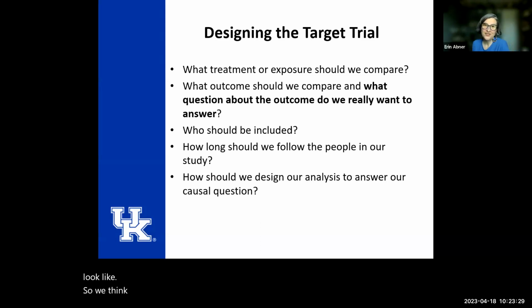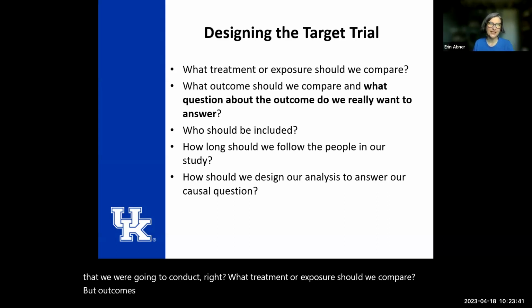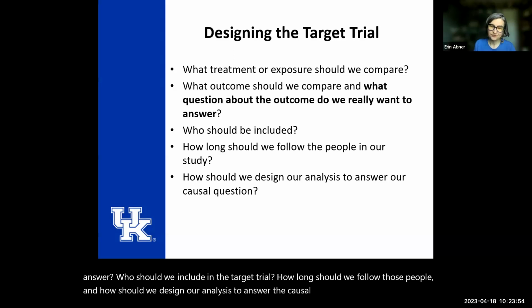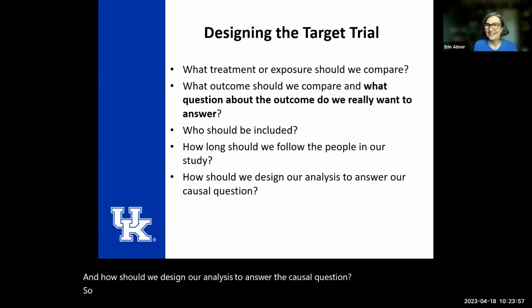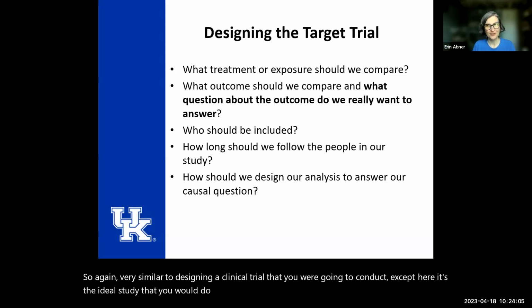So we think about this in much the same way that we would think about designing a clinical trial that we were going to conduct, right? What treatment or exposure should we compare? What outcome should we compare? And what question about the outcome do we really want to answer? Who should we include in the target trial? How long should we follow those people? And how should we design our analyses to answer the causal question? So again, very similar to designing a clinical trial that you were going to conduct, except here, it's the ideal study that you would do were it possible to answer your questions from observational data.